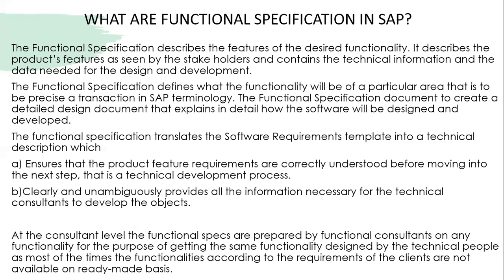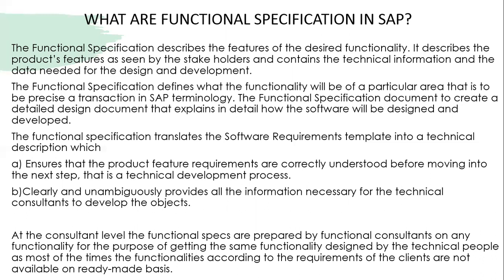So it is important that the requirements from the business are actually translated into a template. This template would be used to define each of the business processes. And this template is also translated into a technical description. Of course, this should be correctly understood before moving into the next step. So the product feature requirements, for both the business and SAP, should be well understood.